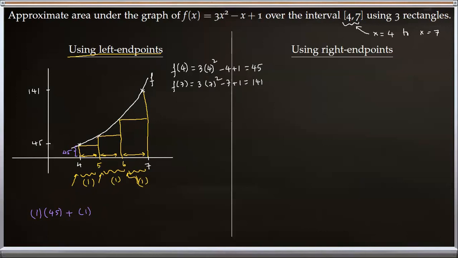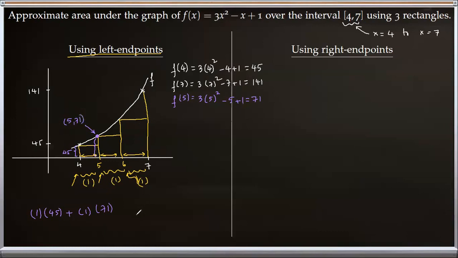The height of the second rectangle will be this one. And it looks like this height will be simply f of 5. So for that, we need to evaluate f of 5. f of 5 will be 3 times 5 squared minus 5 plus 1, which comes out to be 3 times 25 is 75, minus 5 is 70, plus 1, which is 71. So the height for the second rectangle is 71, because that point is at 71.